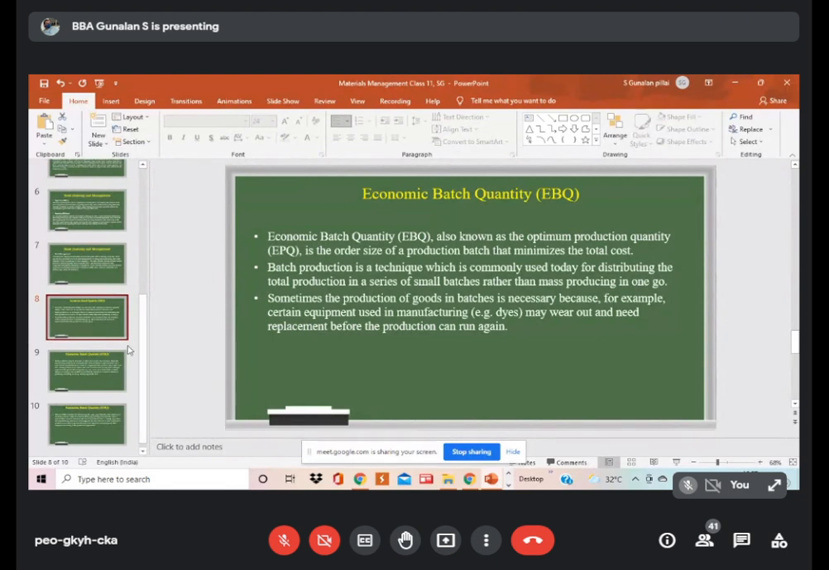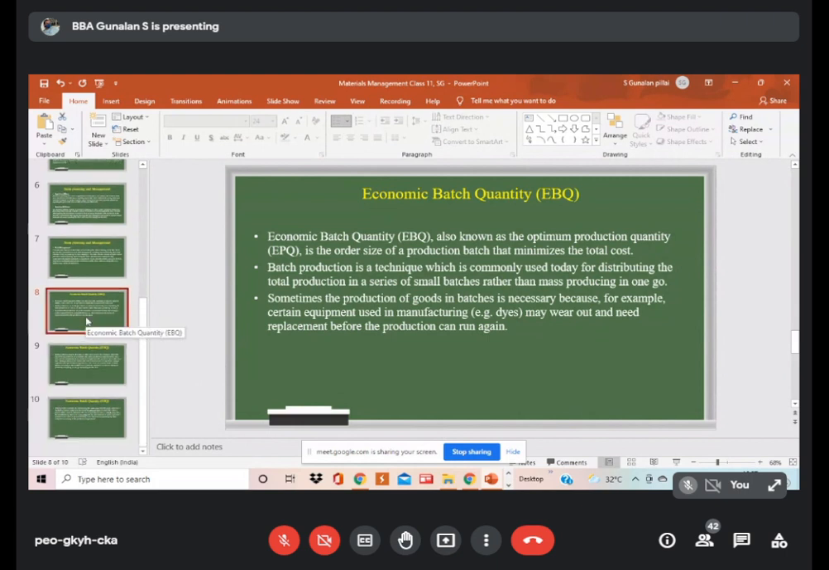Economic batch quantity, same. Economic order quantity is purchasing order. Economic batch quantity is, in a manufacturing unit, how you will produce product in a batch. That I will explain simply. Economic batch quantity, also known as optimum production quantity: how much is produced in a single batch. If you are producing this kind of batches, you will get more profit. The cost effectiveness will come down.